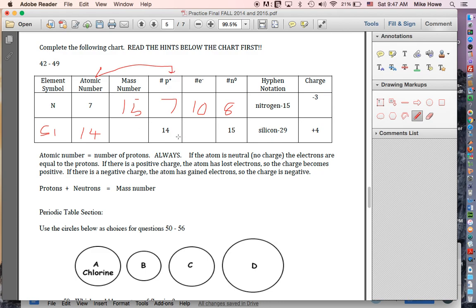The mass number would be the protons plus the neutrons, so that'd be 29. And we already know the mass number because it tells us right here. And then the electrons, since there's a positive charge, have you lost or gained electrons? So you've lost. So you're going to end up with 10 electrons. So it has the same number of electrons as nitrogen did.